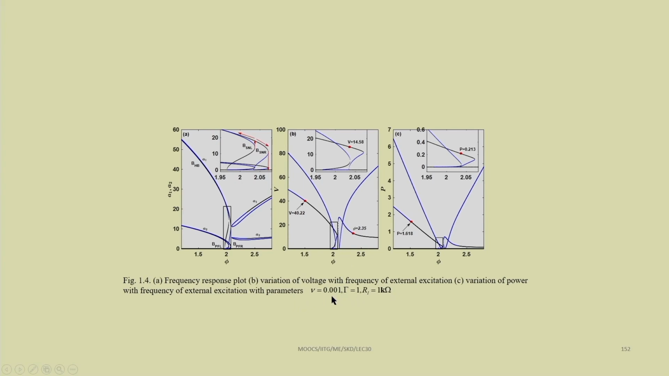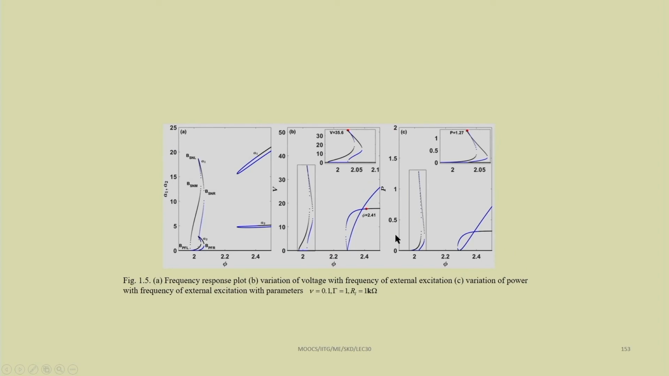For example, nu equal to 0.001, gamma, that is the base excitation, equal to 1; this is the non-dimensional parameter. Similarly, the load resistance R is taken to be 1 kilo ohm. In that case, we have obtained this voltage. You can see we can obtain very high voltage in this case also. The last curve shows the power. We are obtaining a few watts of power in this case.